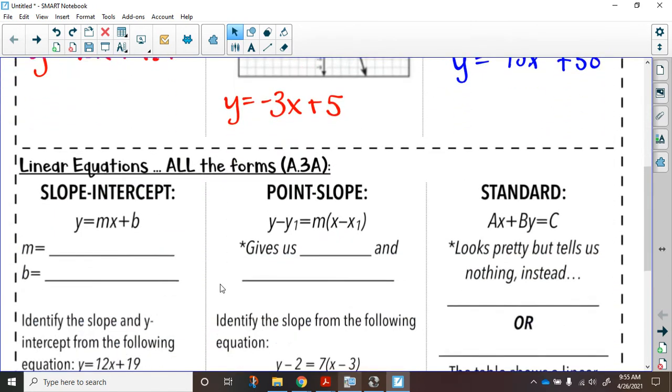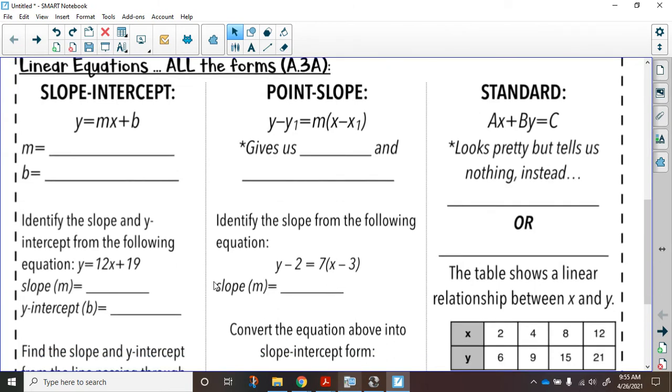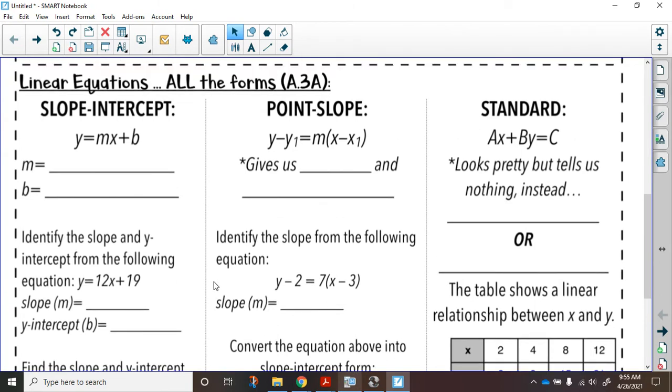The next thing that we're going to be talking about for linear equations is the different forms that they come in. And the one that we're most familiar with is the slope-intercept form. Like it says in the title, slope-intercept means that we're given a slope, which is m, and an intercept, which is b, and it is our y-intercept.